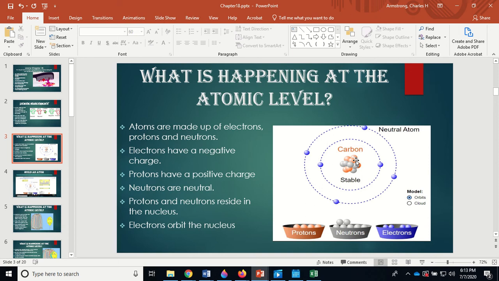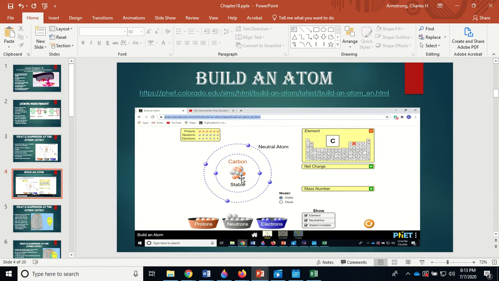Atoms are made up of electrons, protons, and neutrons. Electrons have a negative charge. Protons have a positive charge. Neutrons are neutral. Protons and neutrons reside in the nucleus. Electrons orbit the nucleus. So this is the build an atom simulation.